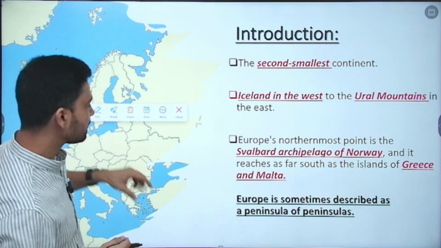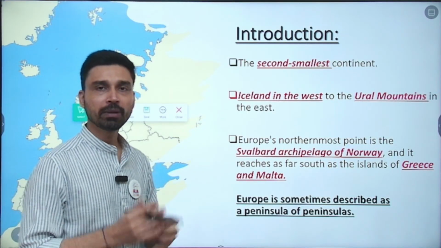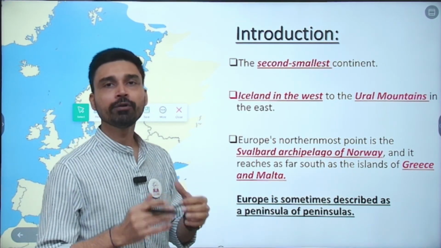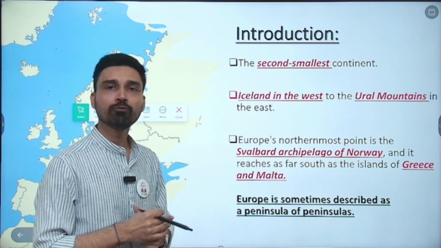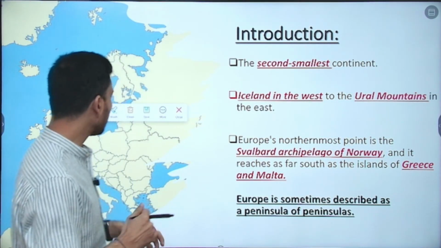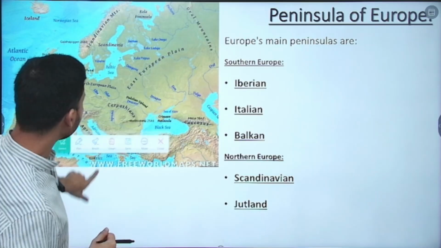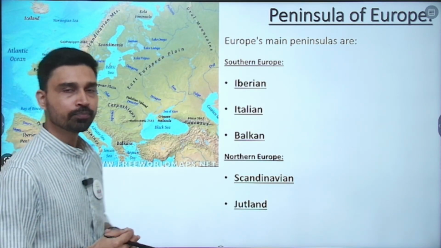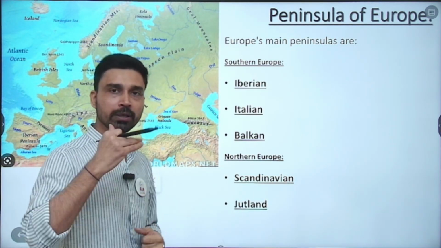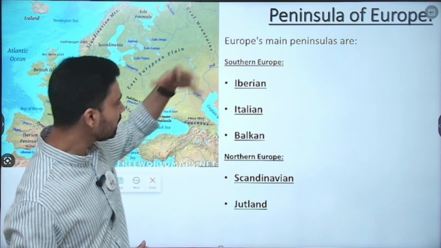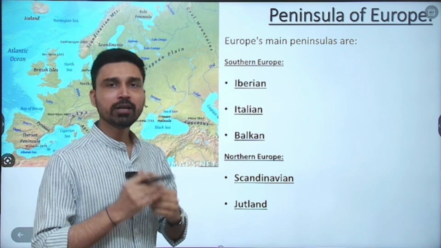Europe is sometimes also described as the peninsula of peninsulas. Peninsula is a geographical term which refers to a landmass which is surrounded by water on three sides and has land on one side. So if you look at the European continent, you will find numerous such peninsulas. So what are these peninsulas? Now, the peninsulas of Europe can be divided into southern peninsulas and northern peninsulas depending on where they are located.